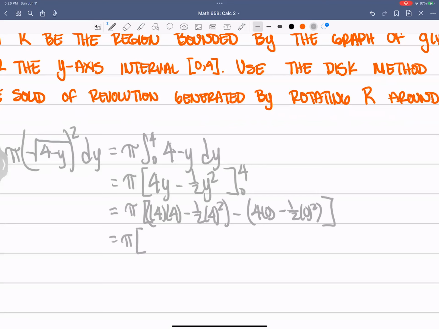Pi times 4 times 4 is 16, minus 4 squared is 16 divided by 2 is 8. And then those parts are 0. So we have 8 pi. Let's see, yep, 8 pi. That is it.